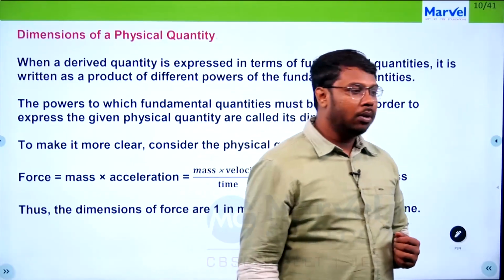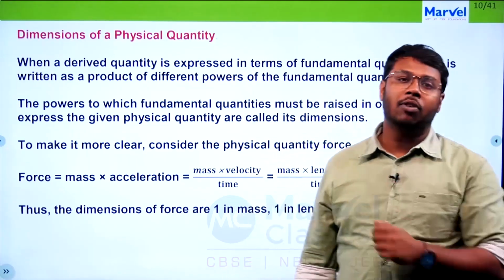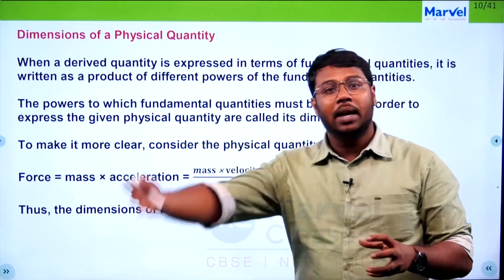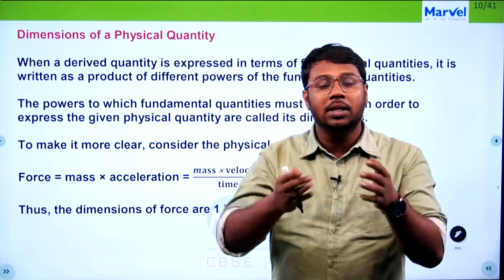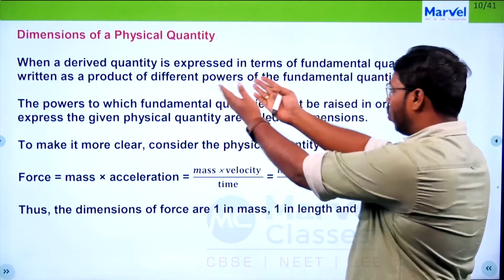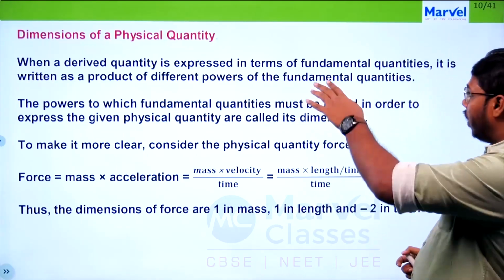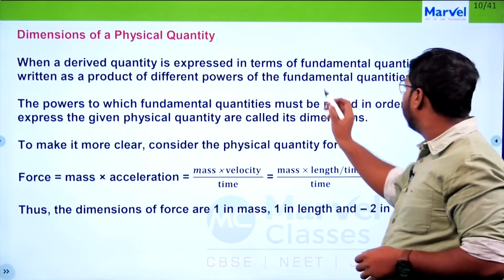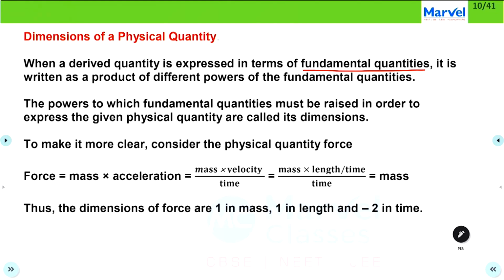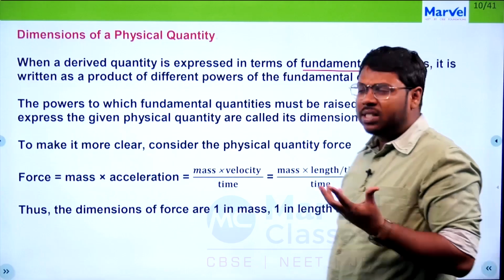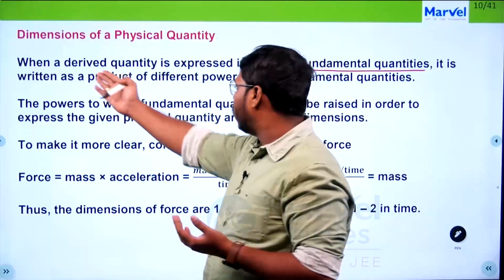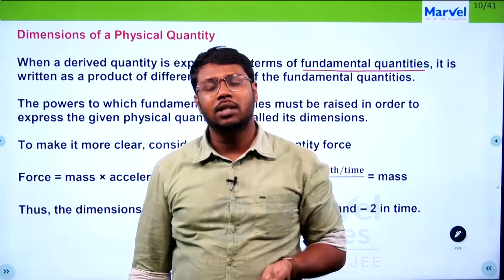For example, all the derived physical quantities can be expressed in terms of the basic fundamental quantities. That is what is given here. When a derived quantity is expressed in terms of the fundamental quantities, it can be written as the product of different powers of the fundamental quantities. What does that exactly mean? Because if you just read this statement, it doesn't make any sense.